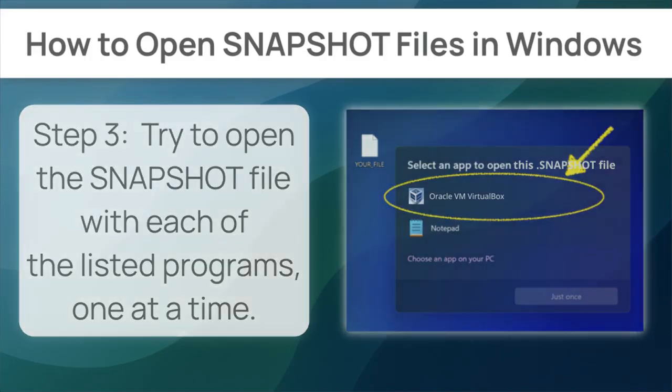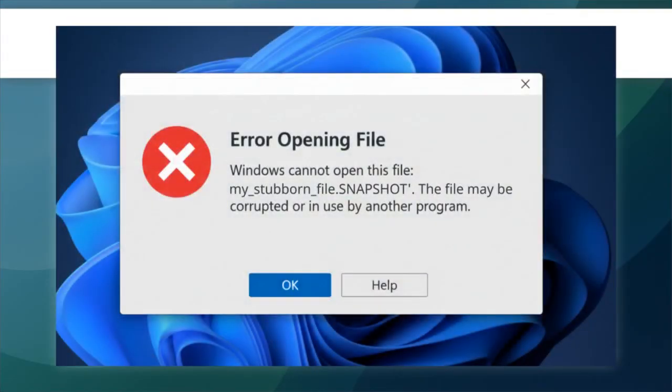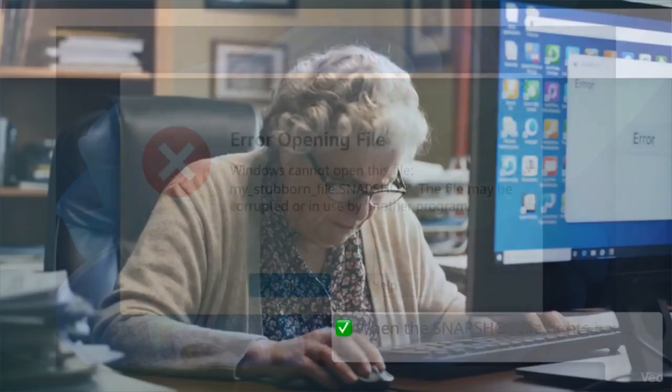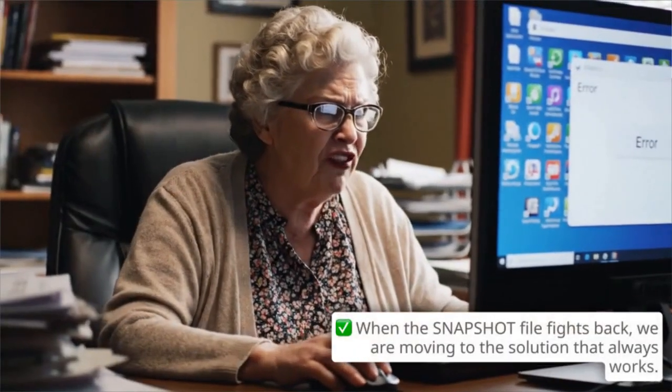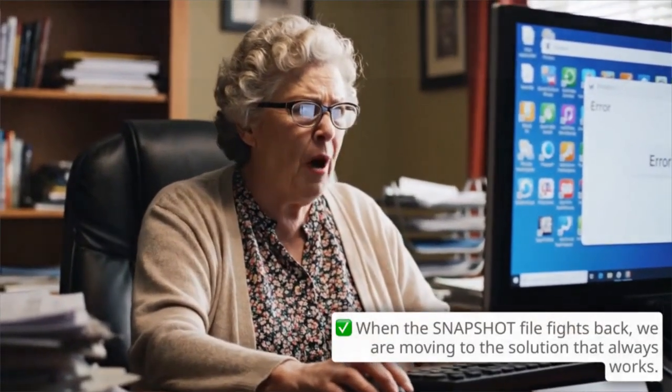Methodical testing is best. If your snapshot file still refuses to open, stay calm. The reason for the error is almost certainly the snapshot file's unique specifications. Let's consult our troubleshooting checklist.